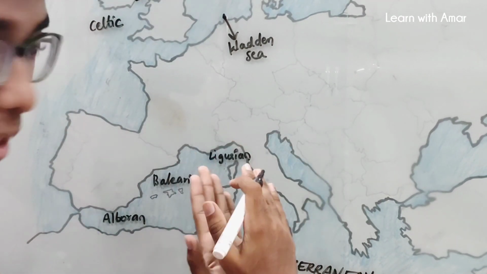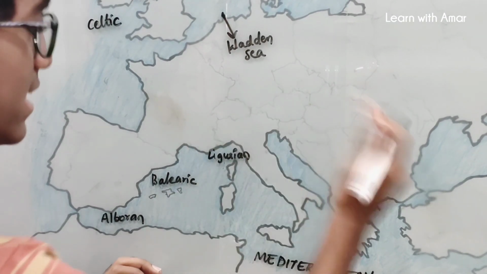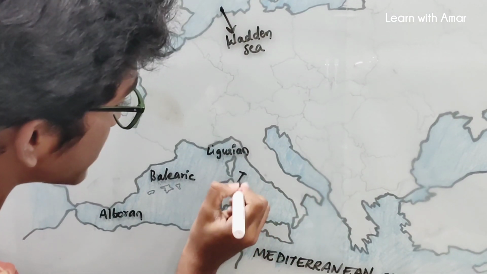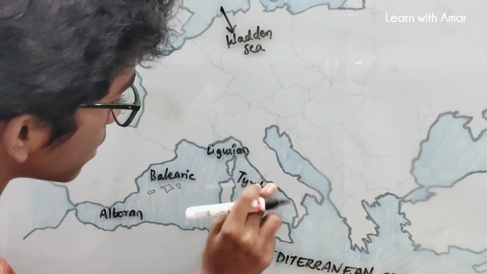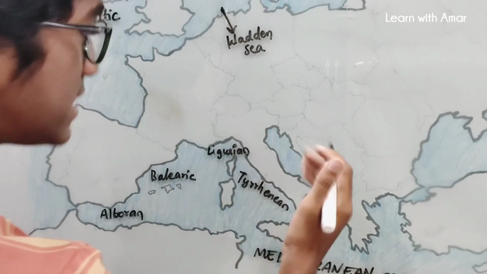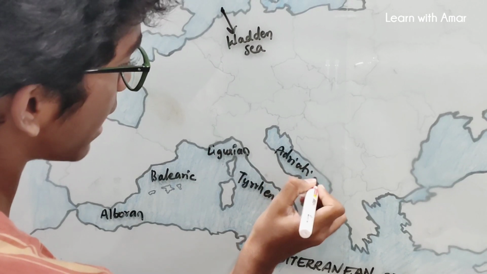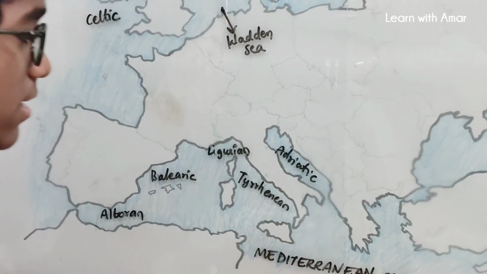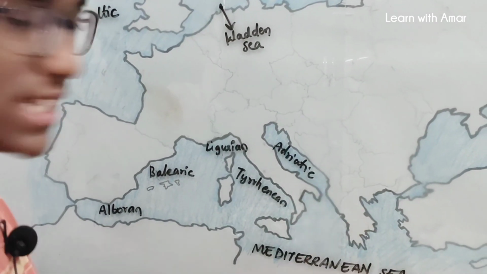Coming to the Italian peninsula, we find a sea on the west side and a sea on the east side. The sea on the west side is the Tyrrhenian Sea, and the sea on the east side is the Adriatic Sea.